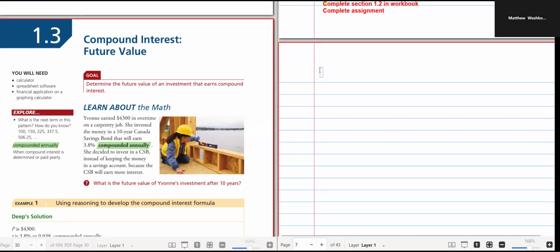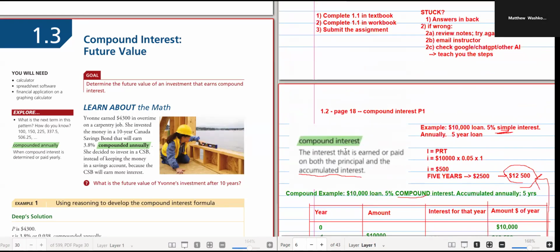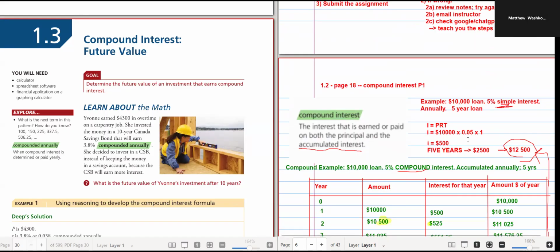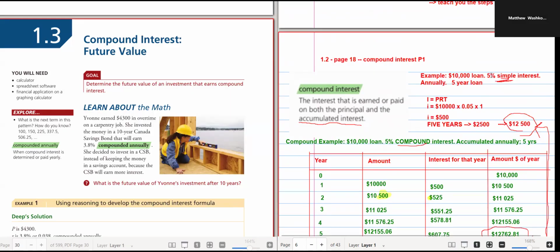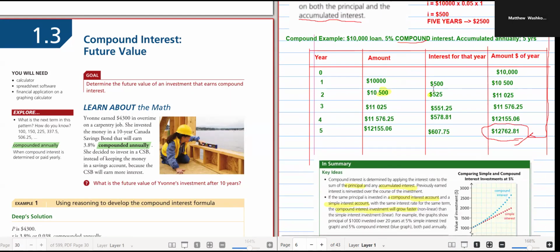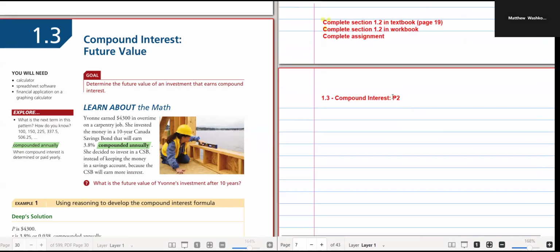So we're going to do 1.3 here, which is compound interest, and I'm going to call this part two. Remember, there's three parts of compound interest here in unit one. As a brief reminder, compound interest is the same as simple interest, except we calculate that interest on previously accumulated interest, right? So if you remember, here's an example with simple interest. It was $500 every single year. Whereas in compound interest, it was 500, 525, 551, and so on and so forth, right? So that's what that is.